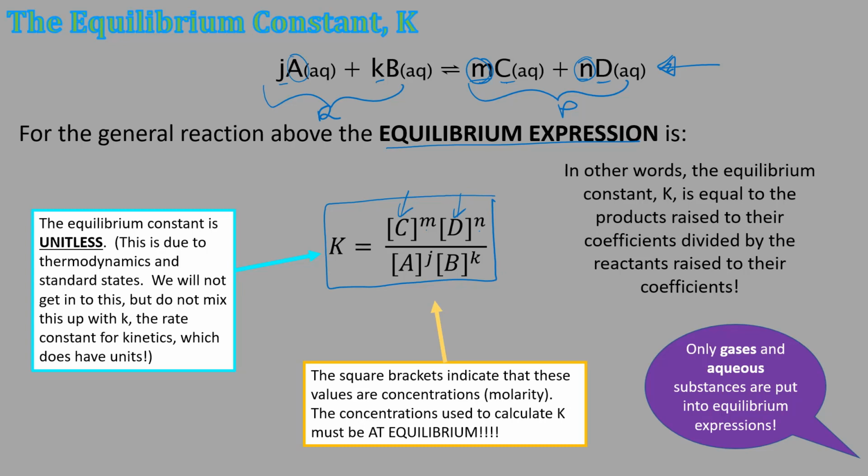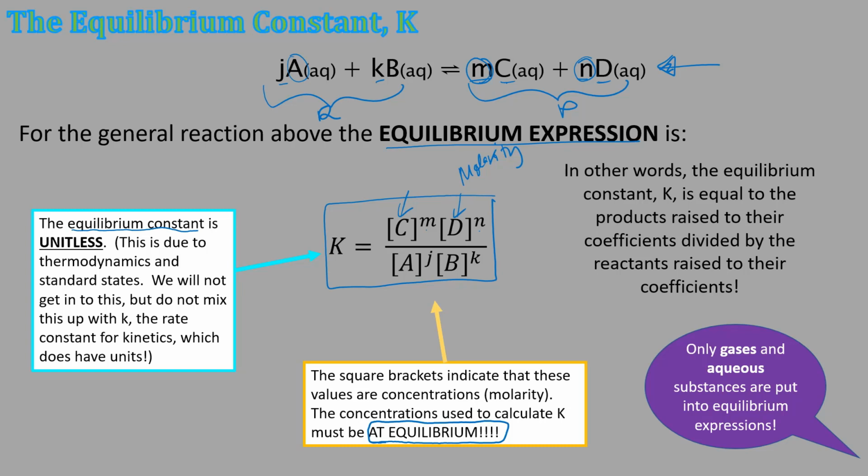Okay, and so remember these brackets are molarity and molarity only. So it has to be molarity that you're plugging in. And not only that, but the molarity at equilibrium. So the concentrations that are used to find this K value are at equilibrium. And this K value is called the equilibrium constant. Okay, it's big K. It's not little k like in kinetics. And big K is completely unitless. And it has to do with thermodynamics and standard states, and we don't talk about that.